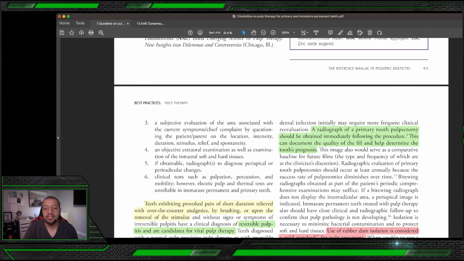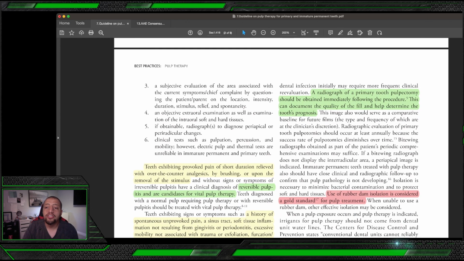Okay, so let's go through the scenarios one by one and give the solution for each. Radiographs of a primary tooth pulpotomy should be obtained immediately following the procedure. Why this? This can document the quality of the fill and help determine the tooth's prognosis.